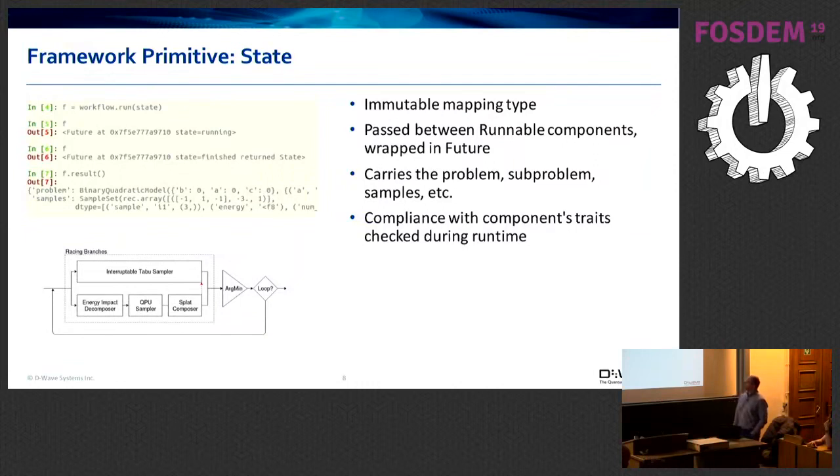The other primitive of importance is the state, which is something like an immutable mapping type wrapped in a future. It's passed between runnables. It carries whatever you need to carry between runnables to solve your problem. Usually, at minimum that's a problem and samples, or subproblem and subsamples. And compliance for the input and output states is checked at runtime by each Runnable.